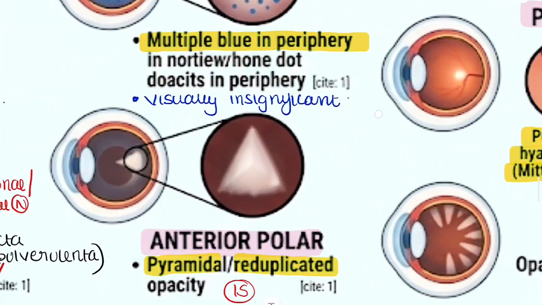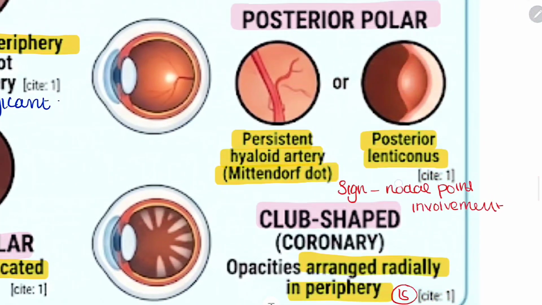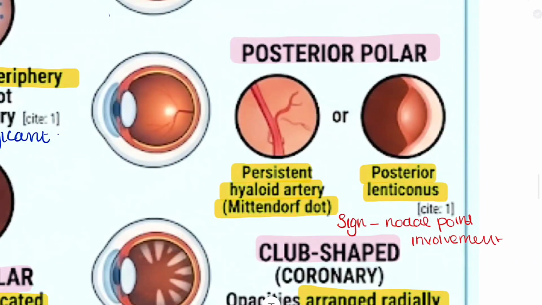And now coming to the anterior polar cataract. This is a pyramidal or reduplicated opacity found in the anterior pole, and posterior polar cataract is found in the posterior pole. And here we can see a persistent hyaloid artery, also known as Mittendorf dot. Or there can also be posterior lenticonus. This is visually significant, as it involves the nodal point.